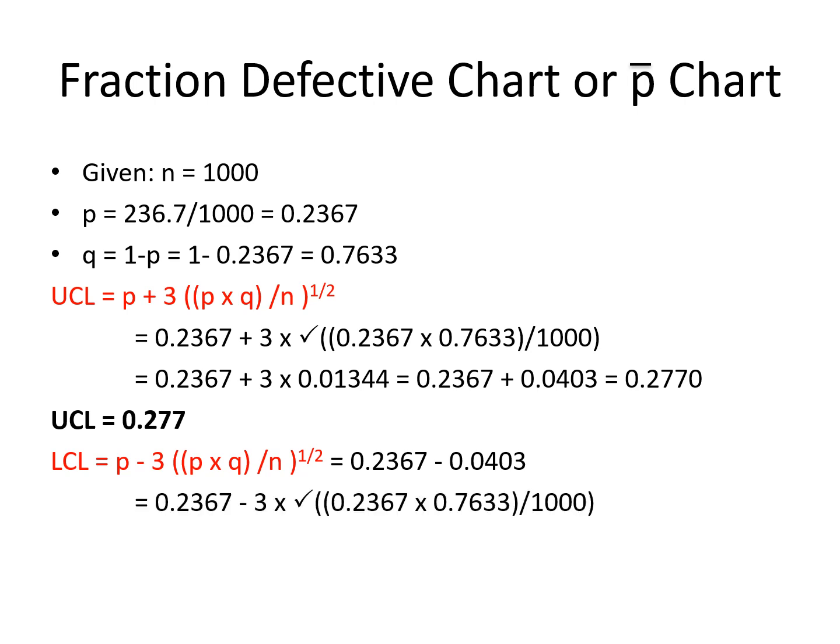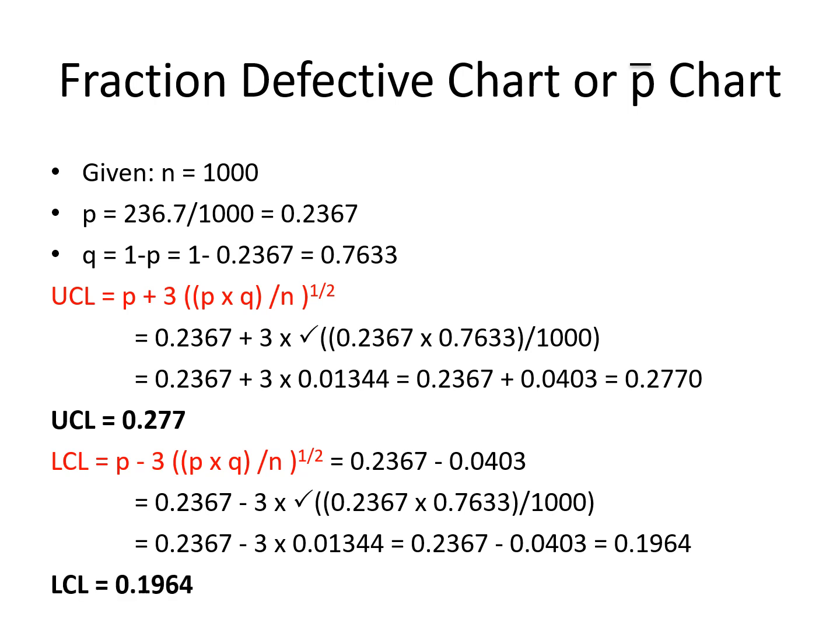So similarly, applying the formula and putting the values, what we get is 0.2367 minus 0.0403, which is 0.1964. So now we have the lower control limit, the standard line, and the upper control limit. With these 3 lines we shall be drawing the P bar chart. So we have these.